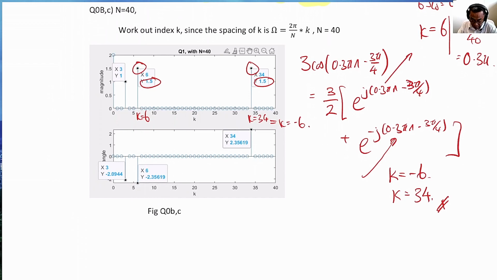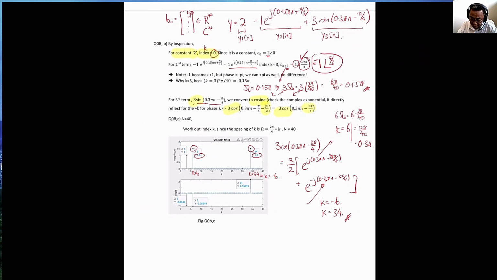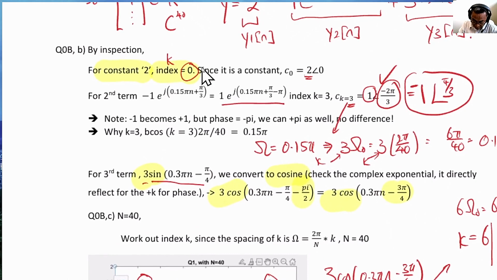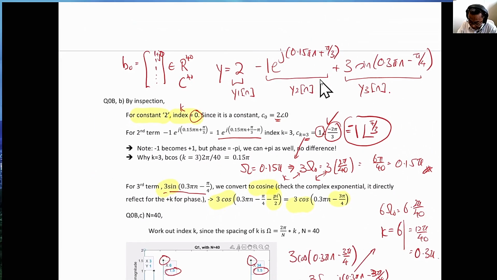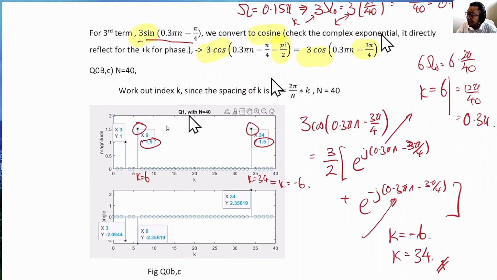With that, I hope you understand that we have simply solved the problem without doing any DTFS analysis, simply by converting the terms into complex exponentials, identifying the respective k's along this axis, finding the amplitude as well as the phase, and plotting the DTFS coefficients. Thank you.